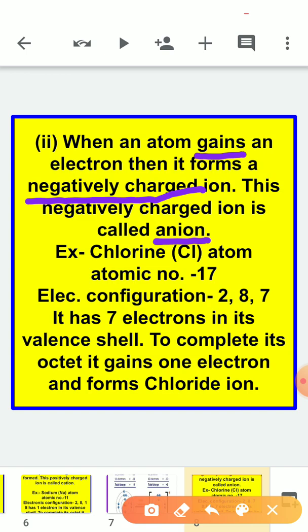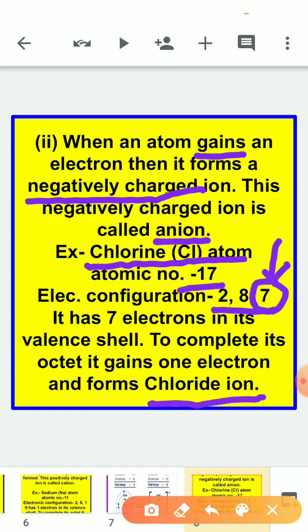I am taking the example of chlorine here. Chlorine atom has atomic number 17. Its electronic configuration is 2, 8, 7. In the outermost shell or valence shell, it has only 7 electrons. So if it wants to become like noble gases, it will complete its octet. And how will this octet complete? When it gets one more electron here. So it will gain one electron, and after gaining one electron it becomes a chloride ion.